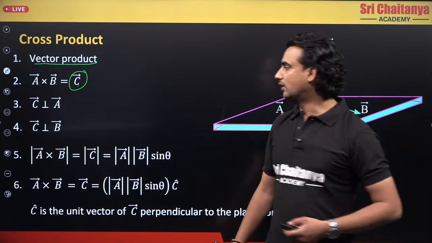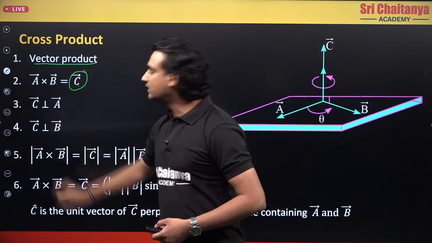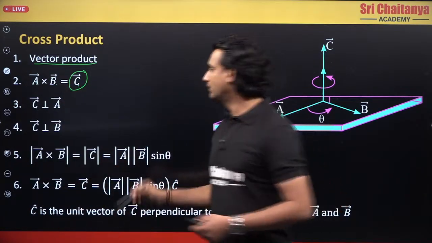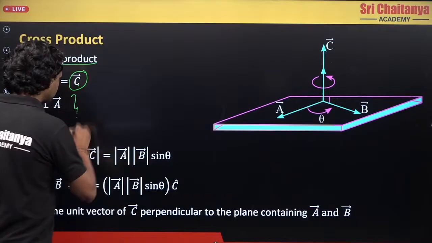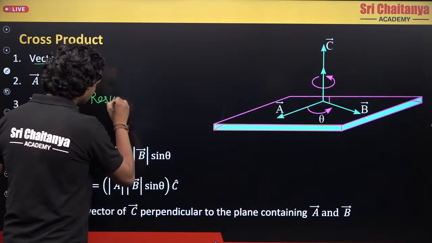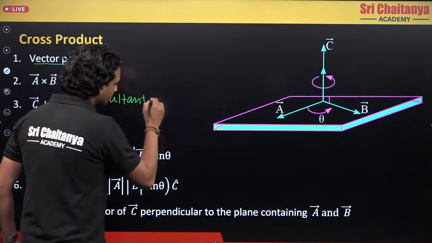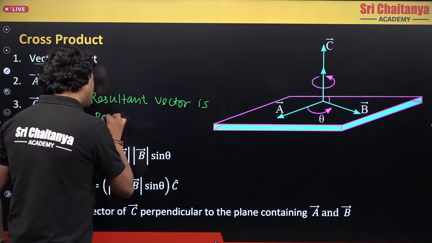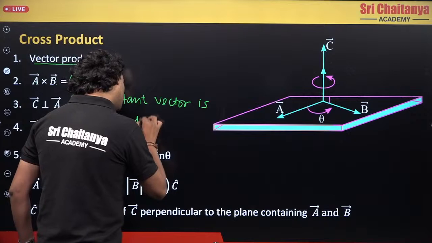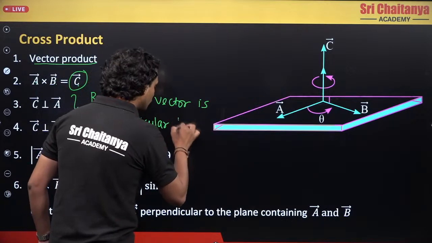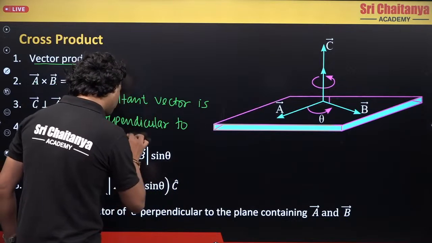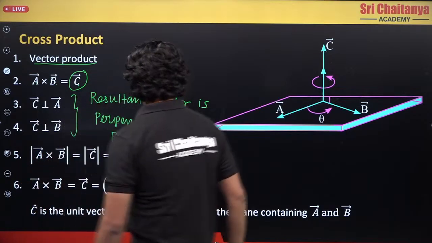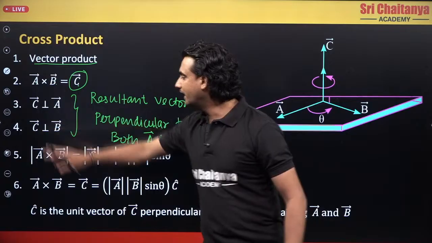Okay, clear? Now, second, this C vector, the resultant vector, is perpendicular to both A and B. So what I will say is that the resultant is perpendicular to both vector A and B. So the resultant vector is perpendicular to both A and B.